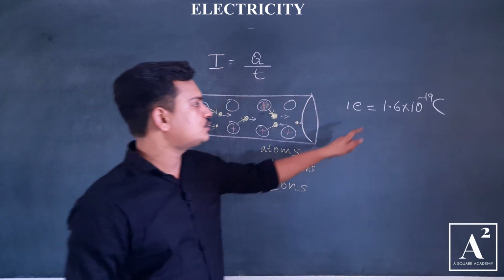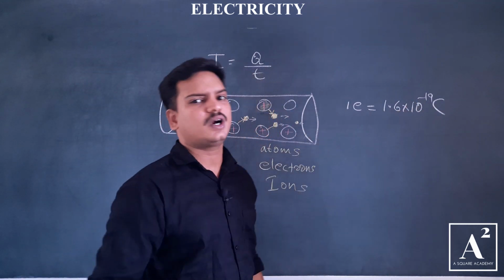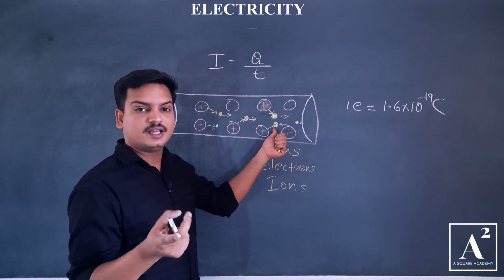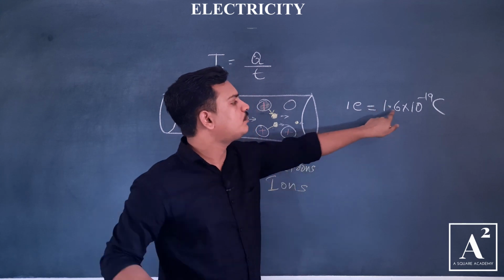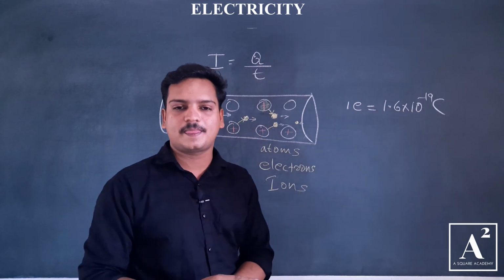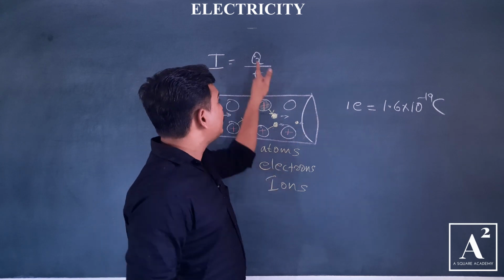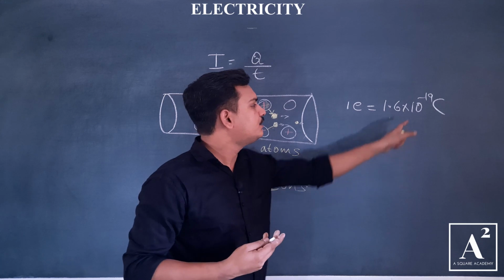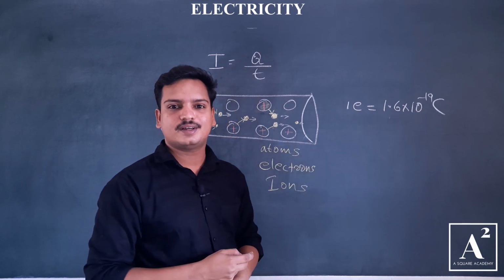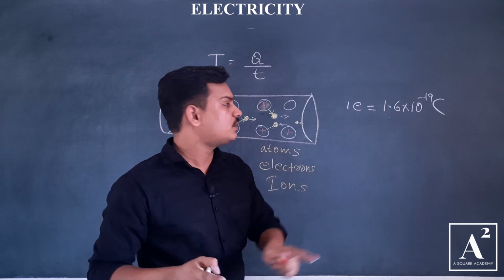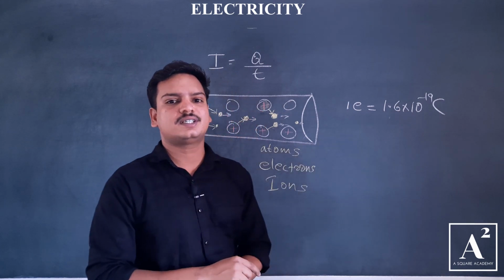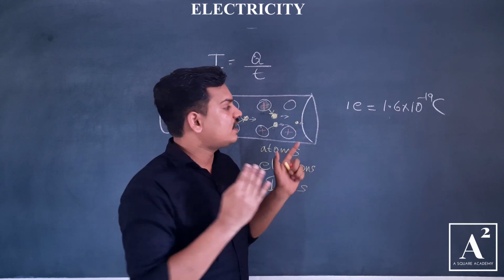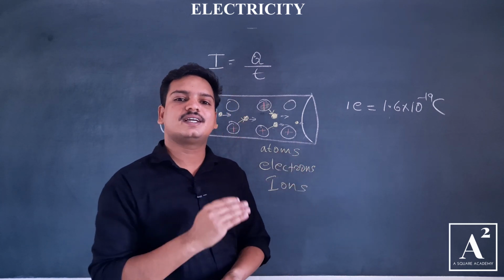1.6 into 10 raised to minus 19 coulomb is the charge of one electron. So the total charge, how will you calculate? If there is one electron, then the total charge Q is 1.6 into 10 to the power minus 19 coulomb. If there are 10 electrons, then the total charge Q will be 10 into 1.6 into 10 to the power minus 19 coulomb, because 10 electrons are there. One electron has a charge of 1.6 into 10 raised to minus 19. In a similar manner, if there are 100 electrons, then 100 into 1.6 into 10 raised to minus 19 coulomb charge will be there.